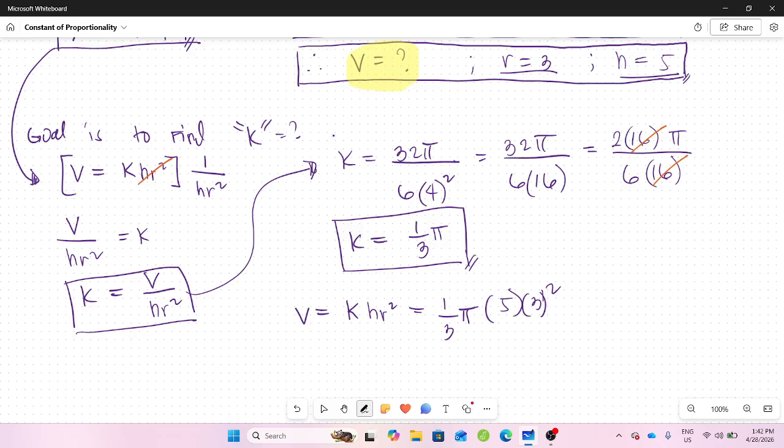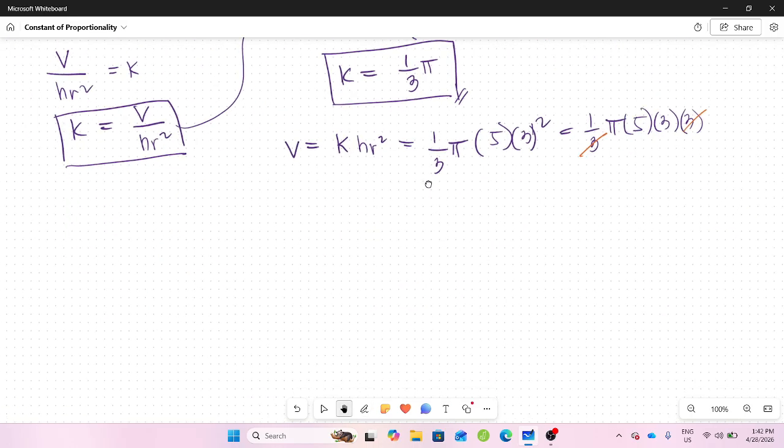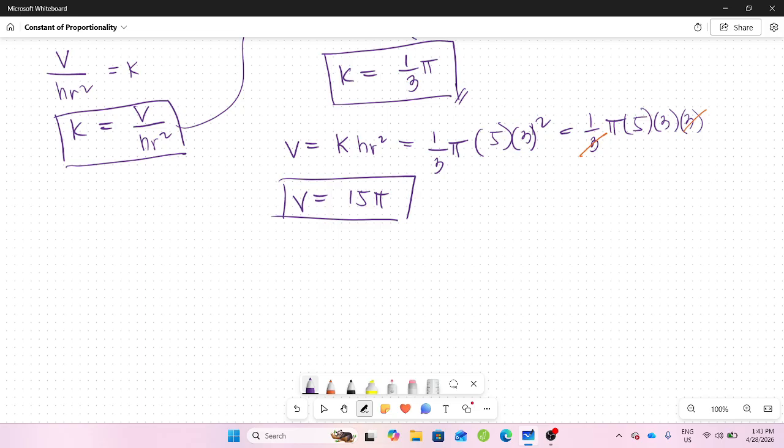Okay, so I think we could simplify this. So we have here 1/3 pi times 5 times 3 times 3, because that's squared. So we could omit the 3 here and the 1/3 in the numerator. So we get this value. The volume of the cone is actually 15 pi. And this is the answer.